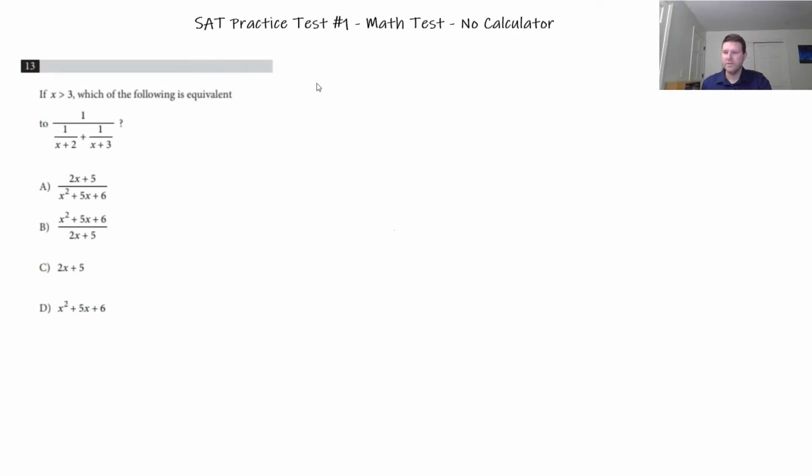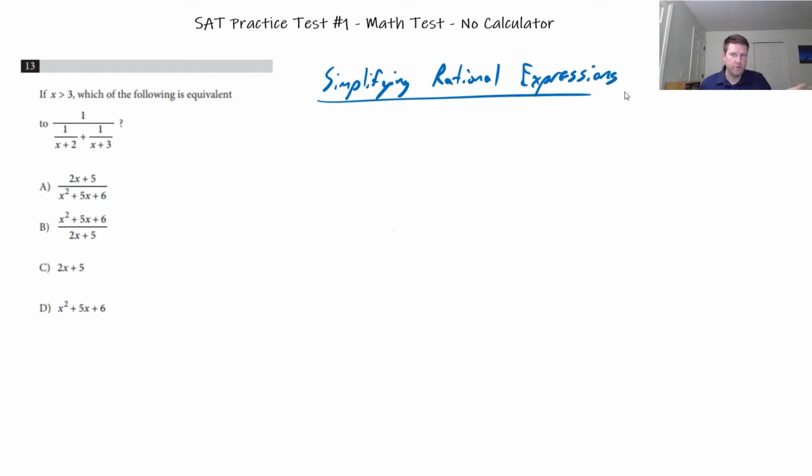Okay guys, so this is number 13. This is the first of our hard problems that we're seeing on the multiple choice for the No Calc Math at Test 1. And this one deals with an important concept. In case you're looking for a name for it, this is simplifying rational expressions. They call it rational just because it involves fractions or ratios.